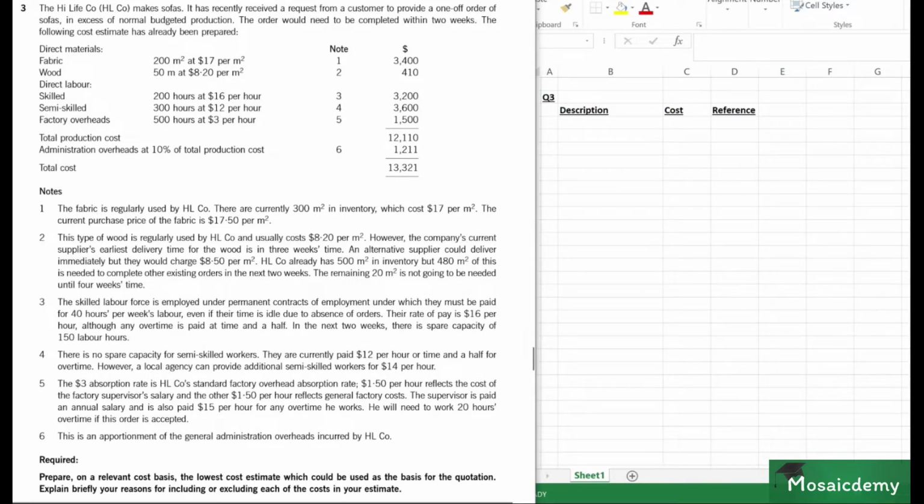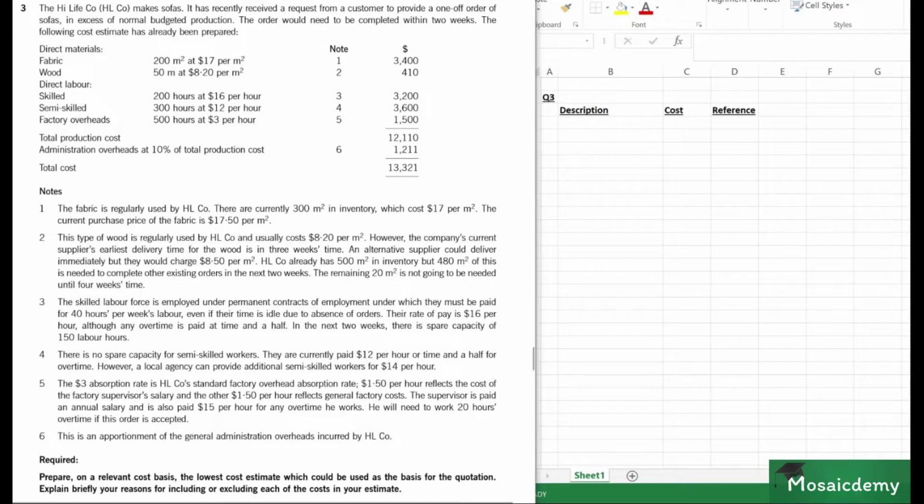Cost as in it happened in the past. We already have it in inventory. So this $17 per meter squared is irrelevant. It's sunk cost because it happened in the past. The current purchase price of the fabric is $17.5 per meter squared. Okay.